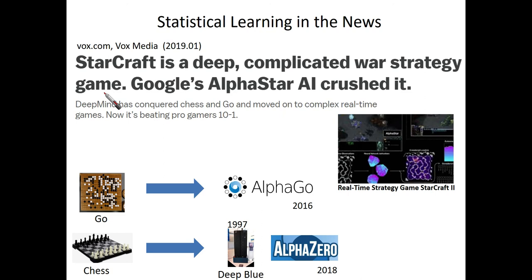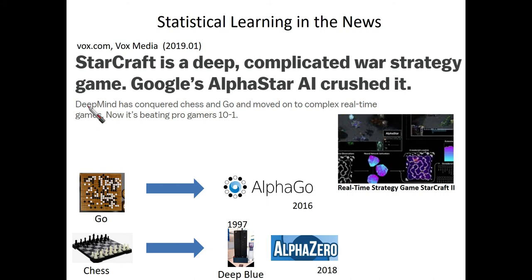Now, this is a video game, but very interestingly, DeepMind came up with a computer program called the AlphaStar program, an AI program that can play StarCraft very easily. And recently the DeepMind company was purchased by Google, so that's why it says Google's AlphaStar AI crushed this StarCraft war strategy game. Whereas a human would perhaps have great difficulty playing and completing this game, AlphaStar beat pro gamers 10-1.